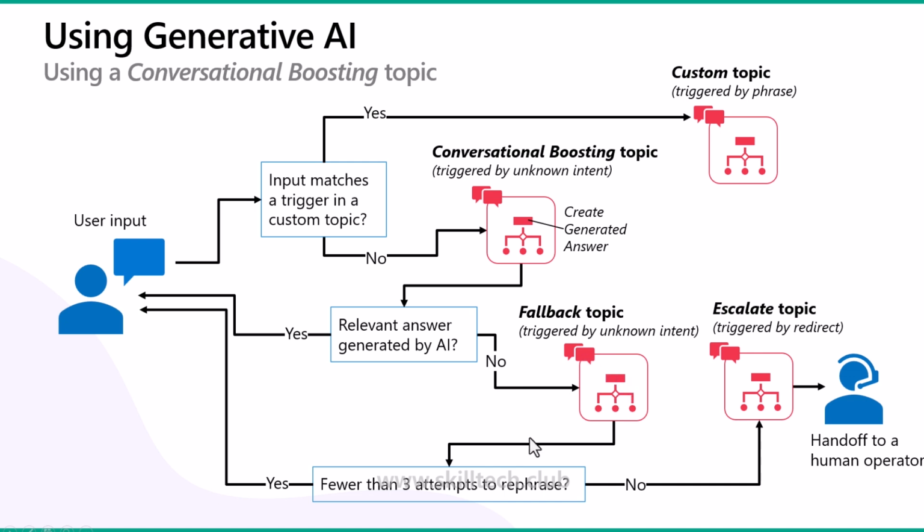In that also, it's going to try multiple times. So maybe multiple attempts are going to be made to rephrase that from the user side. If it is still not possible to get the proper answer, it will hand that over to a human operator. This bottom configuration diagram is exactly the same as what we have seen in the fallback topic. The only thing is the conversational boosting topic is just adding one additional loop inside this, which can be possible when you want to make sure that you want to boost your conversation with your system topic.